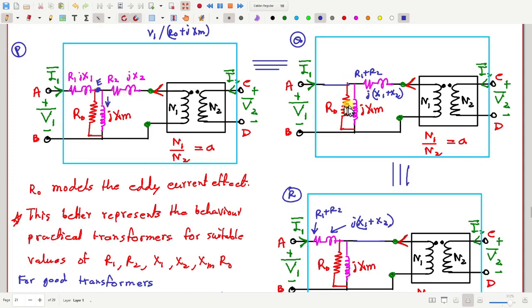Now consider this second circuit. In this circuit, how much is the current through these two parallel branches? Again, V1 by R0 plus jXm, the current I have written here. Basically here there is no voltage drop, and here the voltage drop is small. Small is negligible. In that sense, these two are equivalent. And in the third circuit, if I consider the voltage drop from A to E, again that is small because R2 is small and X2 is also small. So that's why these three are equivalent.